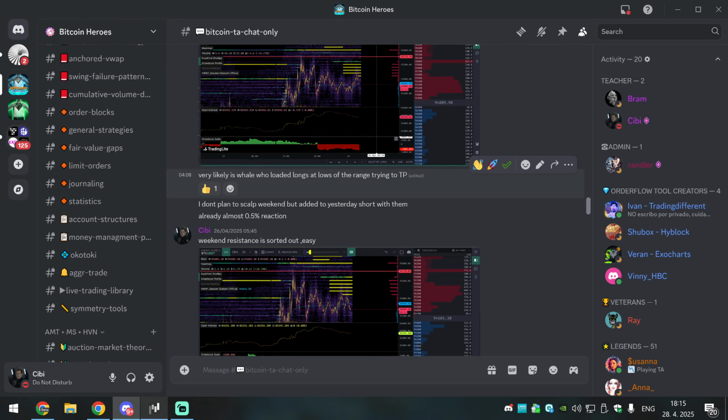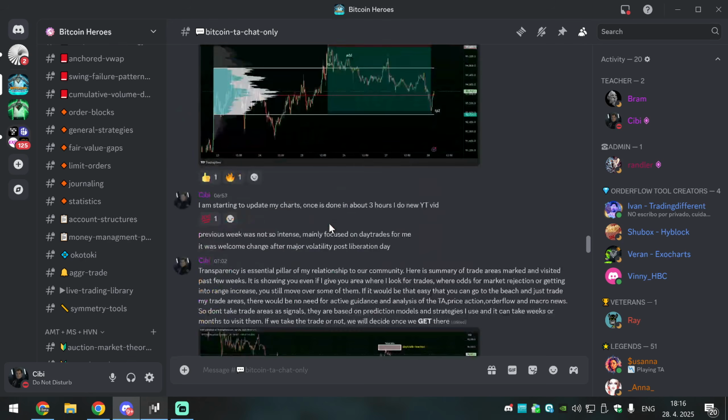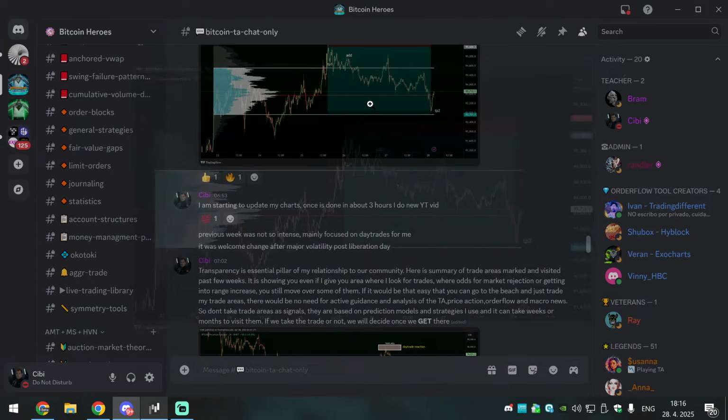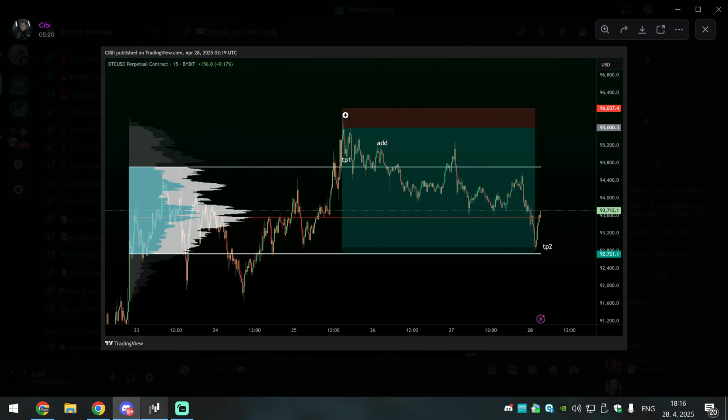Very likely it is a whale who loaded longs at lows. I don't plan to scalp the weekend, but I added to yesterday's short with them. So I was adding size again to my trade with the walls here. Stop loss was still above the high, and now the main target for me became, as I was outside during the weekend, the range VAL. Okay, auction market theory again.